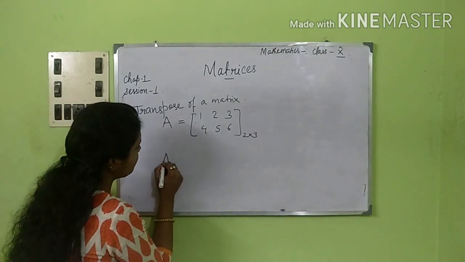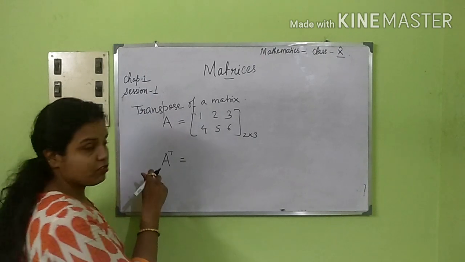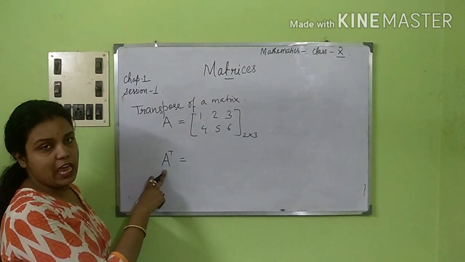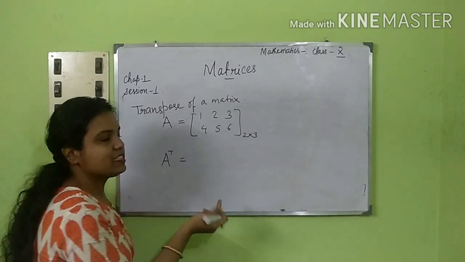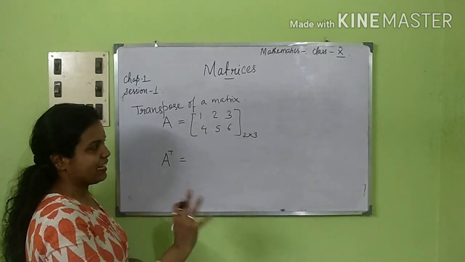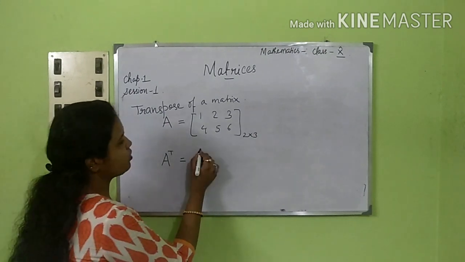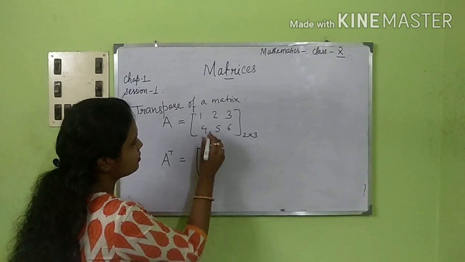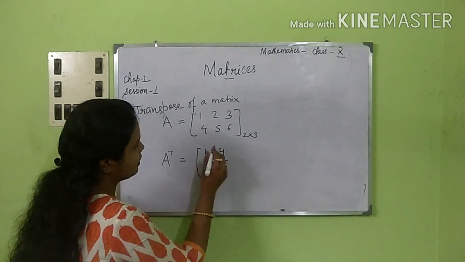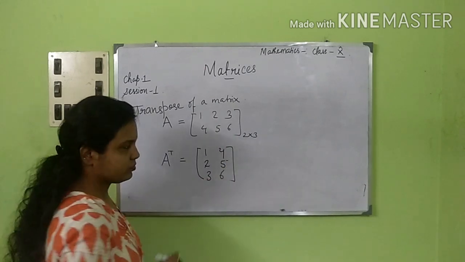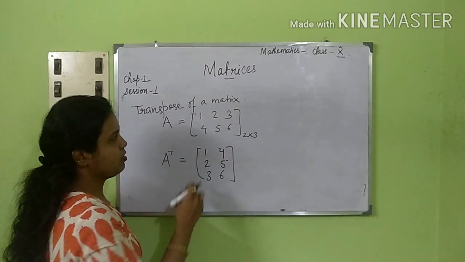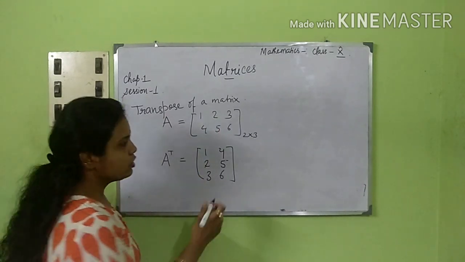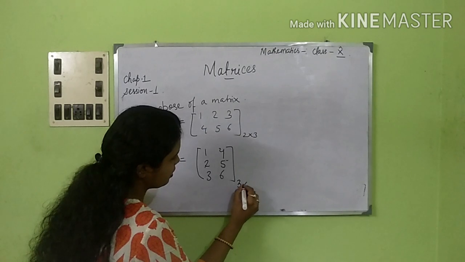Again, when we write the A transpose, that is A to the power T, that is the transpose of matrix A, the order gets exchanged. It gets reversed. So what will happen is this 1, 4 will come up, 2, 5 will go down, and 3, 6 will come down. Just the opposite will become. The first row becomes the first column, then the second row becomes the second column. So here the order comes to 3 cross 2.